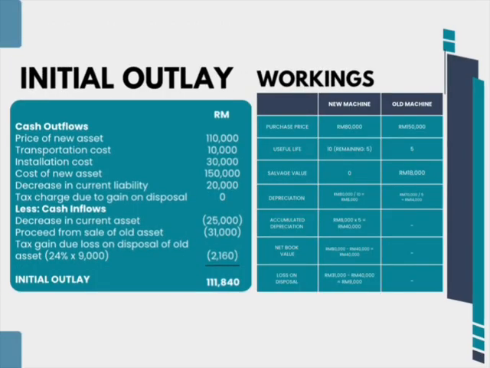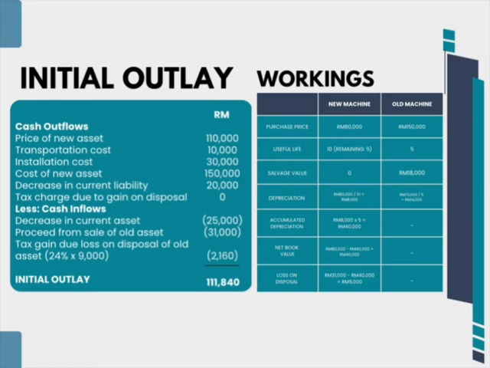So, for the initial outlay, the cash outflows include the purchase of the new machine at 110,000 ringgit, transportation cost of 10,000 ringgit, and installation cost of 30,000 ringgit, giving a total new asset cost of 150,000 ringgit. There is also a decrease in current liability of 20,000 ringgit, which is treated as an additional cash outflow.